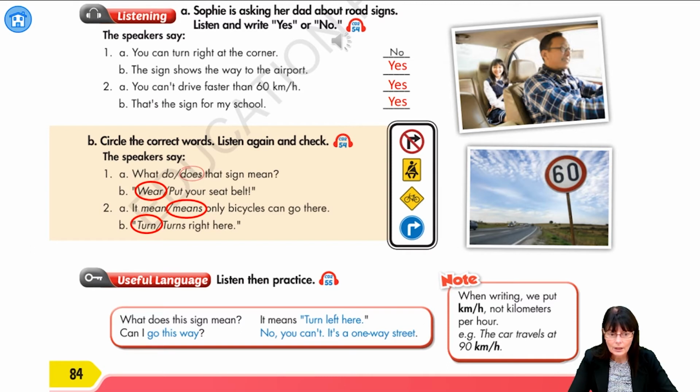The next part is the useful language. Again, just listen to me and we can practice together. What does this sign mean? It means turn left here.